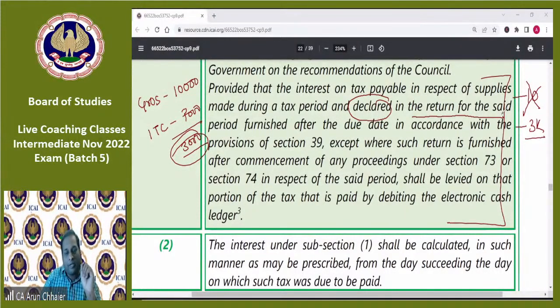Why? Because this time I have not declared the liability in the same return to which it pertains. The liability is of June. Have I declared it in the June GSTR 3B? No. I have declared it in the subsequent period. Then interest will be calculated on the gross, not on the net. Is it clear? Whatever the due date, I have given a hypothetical example. Let's say I am a monthly filer, then the due date is 20. Whatever the due date is, after that, if I am filing the return, then interest would be applicable.